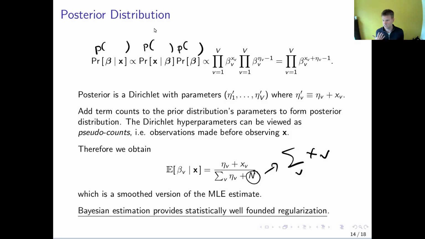So this is nice because it's a statistically founded way of doing regularization. I find some of the regularization techniques in the machine learning literature a little bit ad hoc. And you might, by the way, argue that priors are ad hoc, and some people do. But at least we have a well-defined statistical idea of what we're doing here, I would argue. Okay, and that can be appealing.